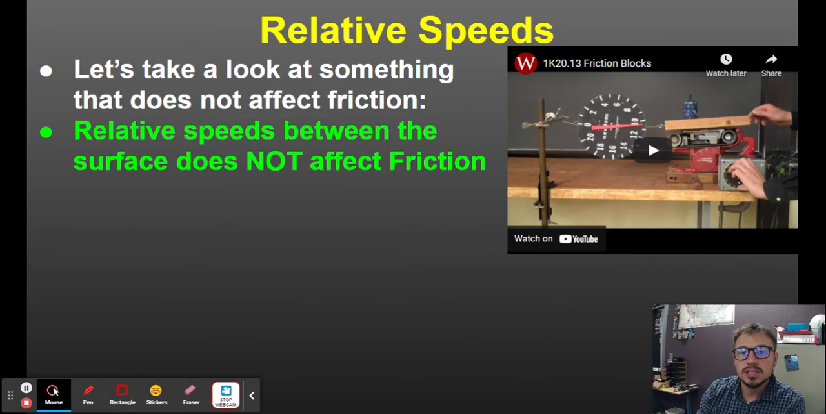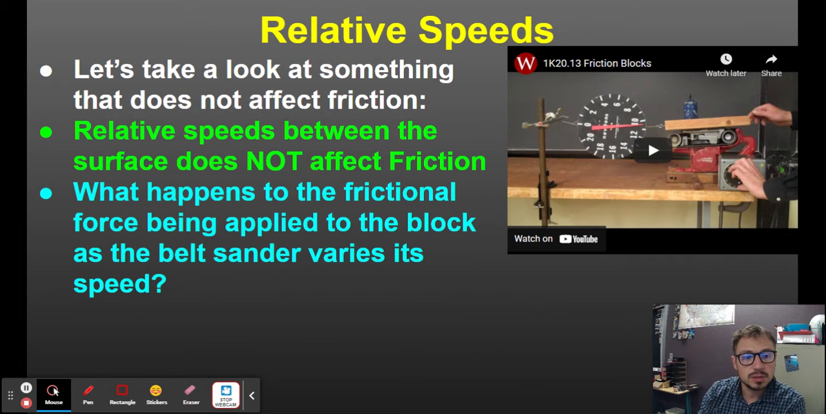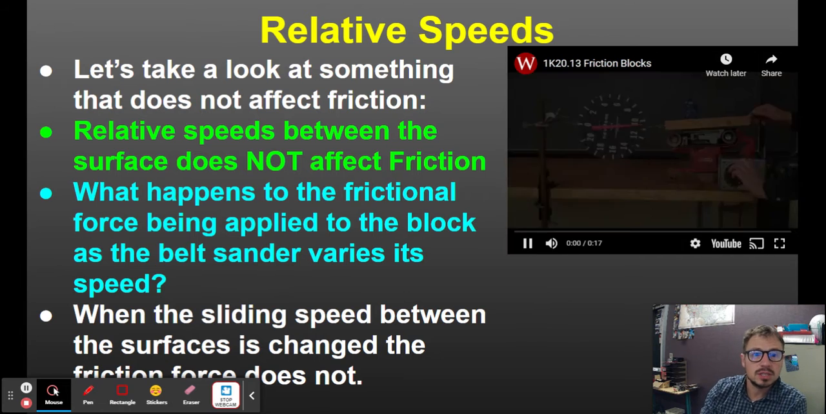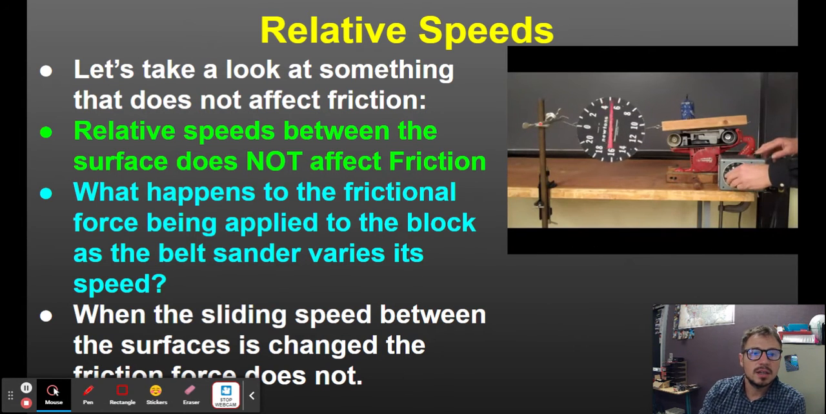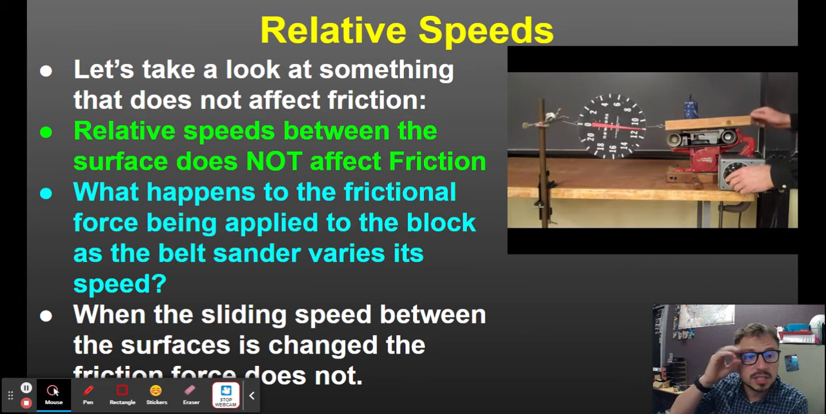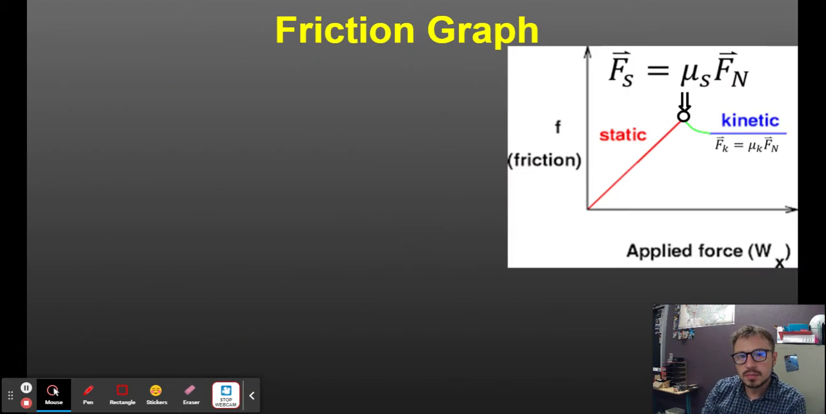Now, relative speed does not affect friction, right? The speed between those surfaces. So notice that in this video, this person is going to be applying the belt sander, and as the speed increases or decreases, notice that it does not affect that frictional force.